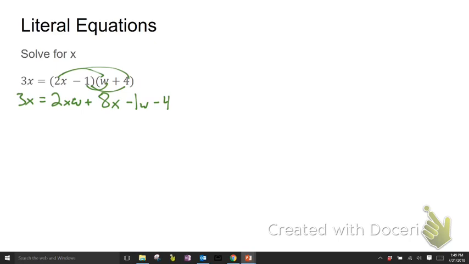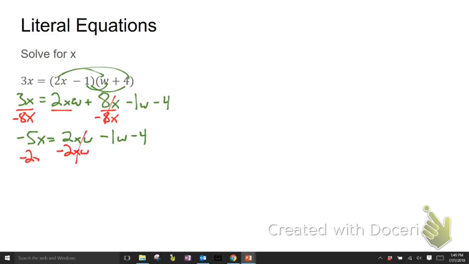Now, I see these are my terms that have an x in them. Let's get them all over to the same side of the equal sign. So I'm going to subtract 8x first, and that leaves us with negative 5x equals 2xw minus 1w minus 4. And then let's move this term over to the left side of the equation by subtracting 2xw.